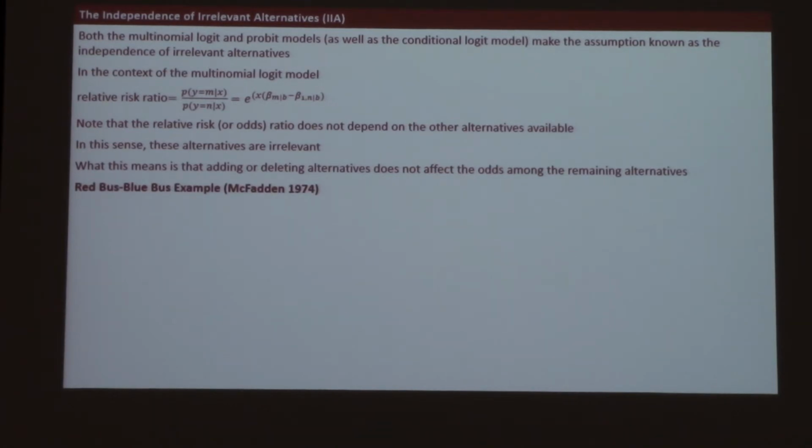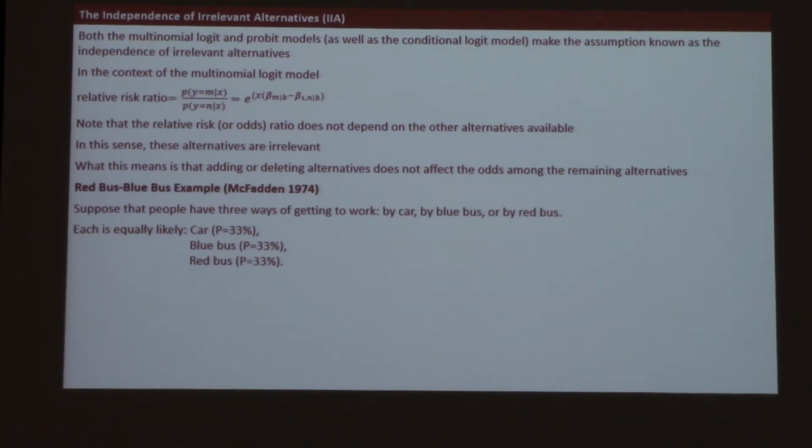So McFadden came up with this red bus, blue bus example. Suppose we have three ways of getting to work: by car, by blue bus, and by red bus. And the blue buses and the red buses are identical in every way, shape, or form except the color. One's blue, one's red. Let's just assume that each is equally likely, so you have a 1/3 chance of taking a car, a red bus, or a blue bus.